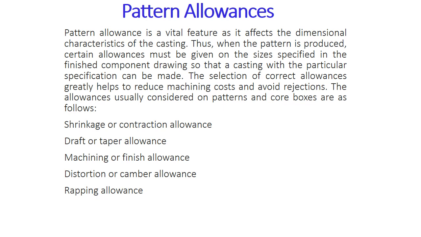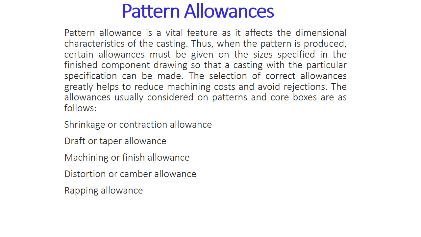Pattern allowance is a vital feature as it affects the dimensional characteristics of the castings. Thus, when the pattern is produced, certain allowances must be given on the size specified on the finished component so that the casting with the particular specification can be made with proper dimension. So the selection of correct allowances is very important. Otherwise, you cannot get the proper dimension and shape of the casting.